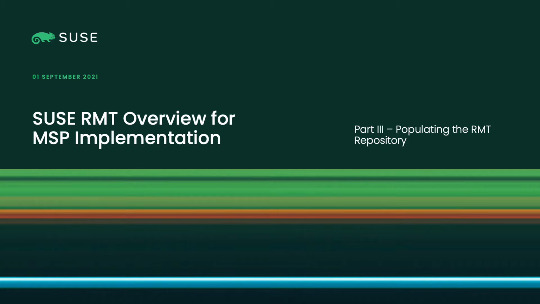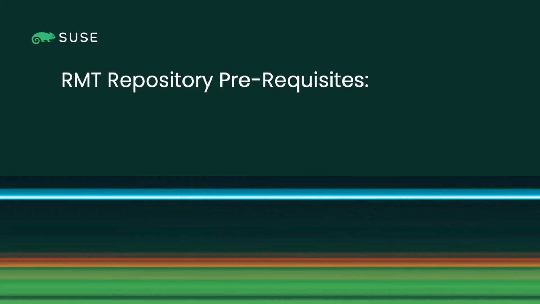Please note that in the YouTube description for this video is the URL to the setup guide and the URL to the general RMT server installation guide located on the SUSE documentation website. The setup guide has been updated for SLES version 15 SP3 or higher. Today's video will be focused on repository management within the RMT server.